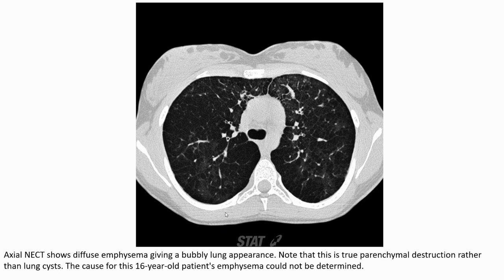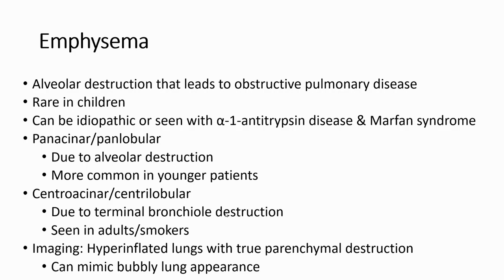The cause of emphysema for this 16-year-old patient could not be determined. Emphysema is alveolar destruction that leads to obstructive pulmonary disease. It is rare in children and can be idiopathic or seen with alpha-1 antitrypsin deficiency and Marfan syndrome. Panacinar or panlobular emphysema, due to alveolar destruction, is more common in younger patients, while centriacinar or centrilobular emphysema, due to terminal bronchial destruction, is seen in adults and smokers.